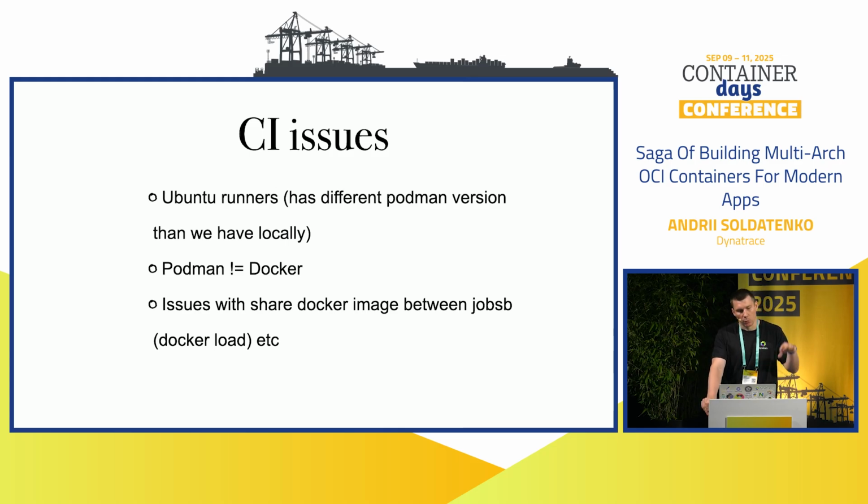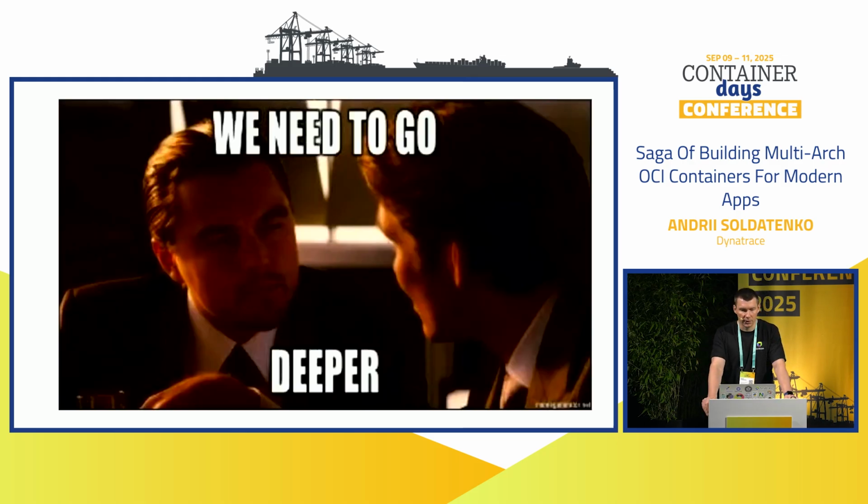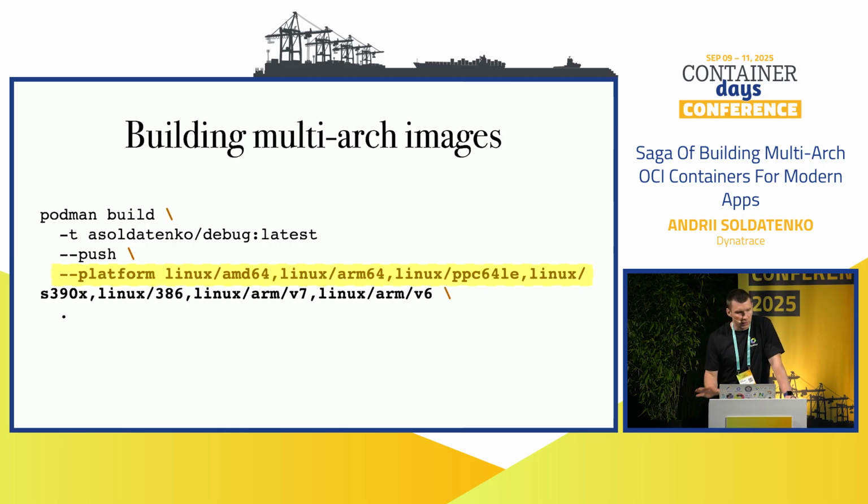And second, we tried to optimize steps. So we build architectures independently, and we share images between jobs, but Docker load and Podman load work differently when you try to export an image without pushing it. So we decided, okay, we need to go deeper. We need to investigate. Maybe we're doing something wrong. And we found that Podman has something like Docker Buildah. It's like an extension of Docker, I think. You can just specify the platforms you need, and the job is done.